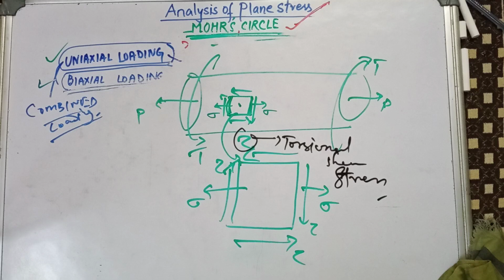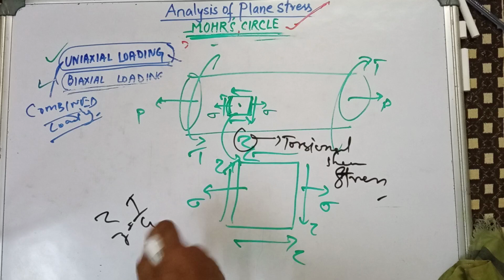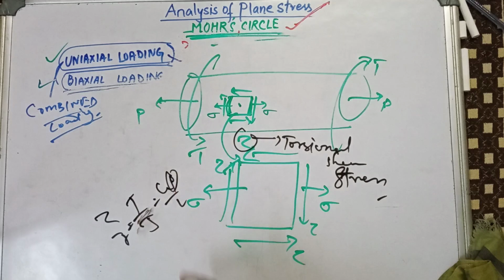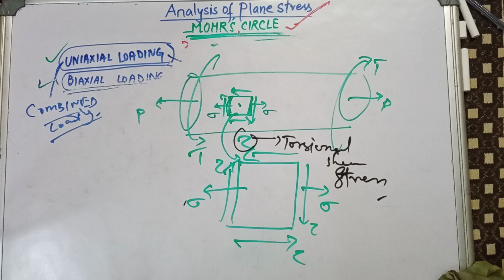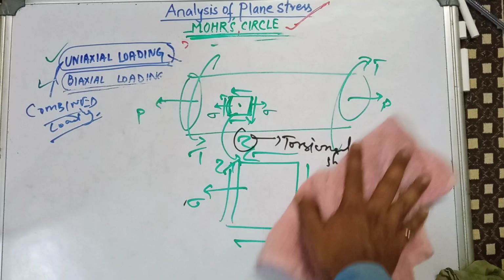Tau by R is equal to T by J, which is equal to G phi upon L. This phi is different. Do not confuse. When I teach you torsion, I will come to this. It is also a very, very important, interesting chapter. But the only thing I want to say is that this is the torsional shear stress, not the direct shear stress. So we have understood how to draw the state of stress from different loading diagrams.